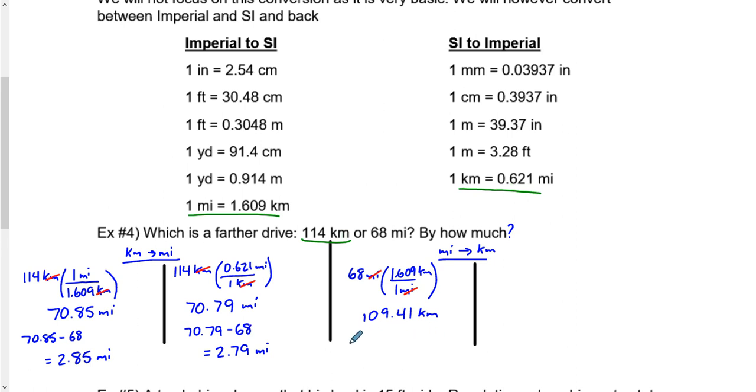How much farther? Well, if we take our 114 and subtract 109.41, it's 4.59 kilometers. So I just did that in my head, just have to double check. Yeah. Or if we use this conversion, where 1 kilometer is 0.621 miles.